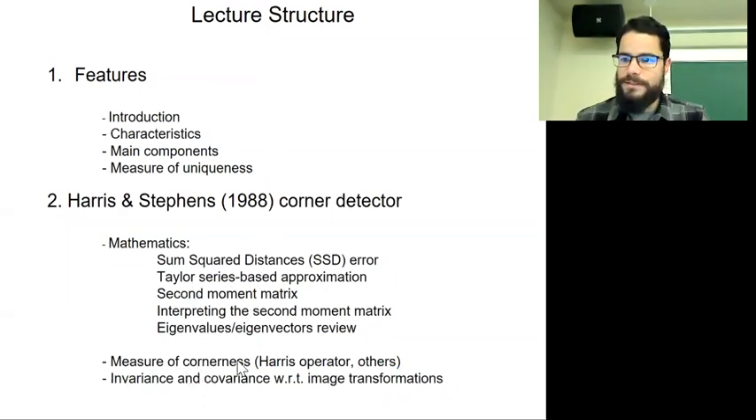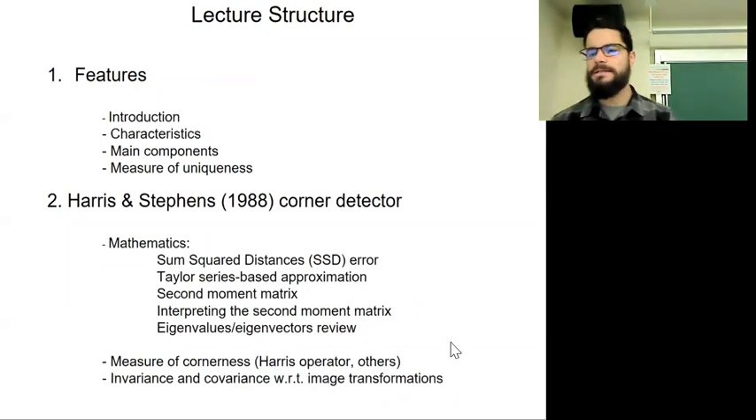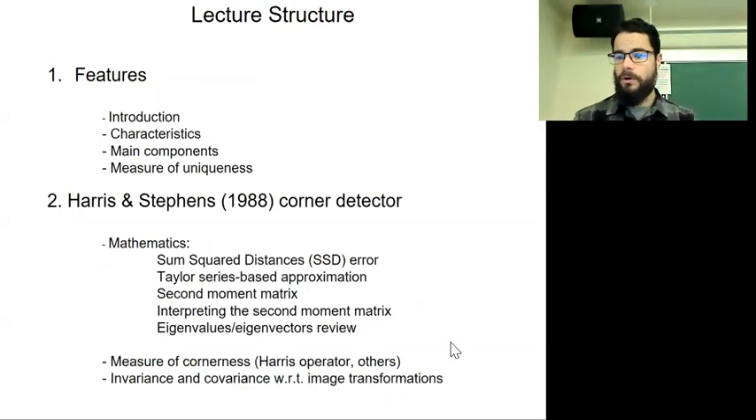Measures of cornerness. We are going to focus on the HS corner detector, but there are other measures of cornerness as well. Invariance and covariance with respect to image transformation. So the last thing we are going to discuss is how robust these features, in particular the corners detected by the HS method, are to these image transformations.